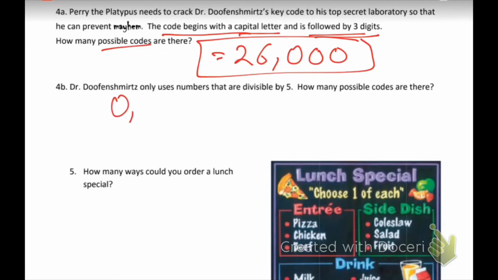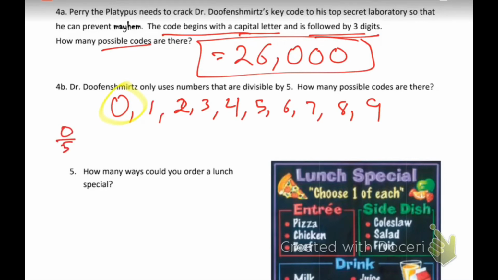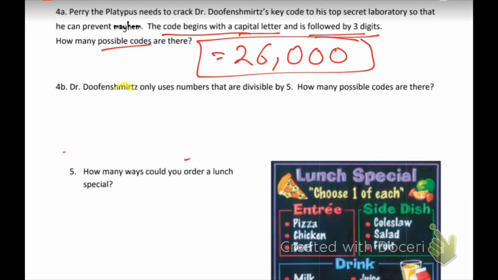So we look at the numbers 0, 1, 2, 3, 4, 5, 6, 7, 8, and 9. Which of these numbers are divisible by 5? Well, we have 0, because 0 divided by 5 is 0. And then 1 doesn't work, no. 5 divided by 5 equals 1, so that one works. And the rest do not work. So the number of numbers that are divisible by 5 is 2. We only have 2 numbers.